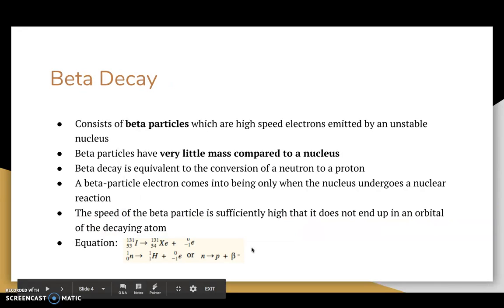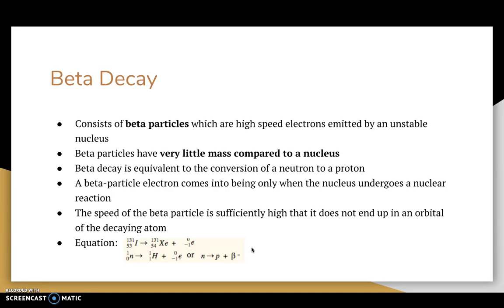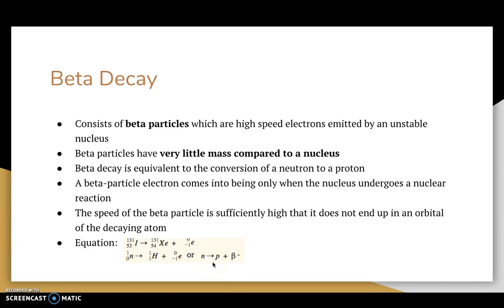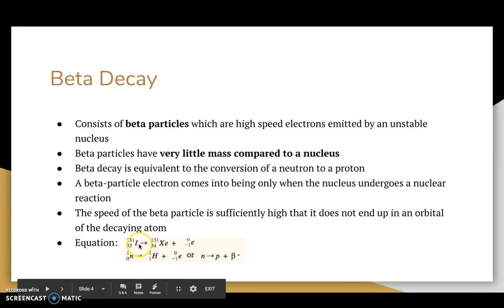So beta decay, the next example, consists of beta particles, which are high-speed electrons emitted by an unstable nucleus. They have very little mass compared to a nucleus, because they're electrons. And it's equivalent to a conversion of a neutron to a proton, which you can see in the bottom equation right here. Beta decay's electron comes into being only when a nucleus undergoes a nuclear reaction. And the speed of the beta particle is sufficiently high that it does not end up in the orbital of the decaying atom. So in the top equation, you can see that in a nuclear reaction, the atomic number goes up while emitting a beta particle, or just an electron.